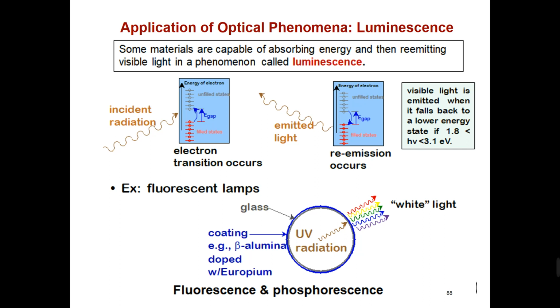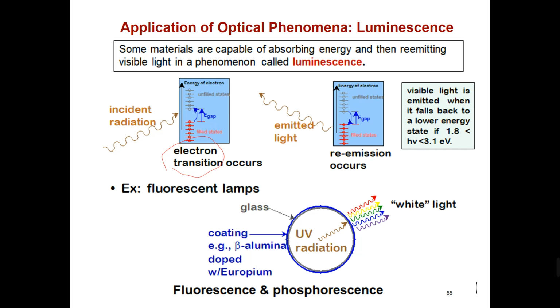Application of optical phenomena, we have luminescence. Okay, some materials are capable of absorbing energy and then re-emitting visible light in a phenomenon called luminescence. So what happened is we have incident radiation or incident photons or incident beam, berlakunya electron transition here. Okay, and then in some cases re-emission occurs in which the light is emitted. Visible light is emitted when it falls back to a low energy state, if it is between 1.8 and 3.9 volt.